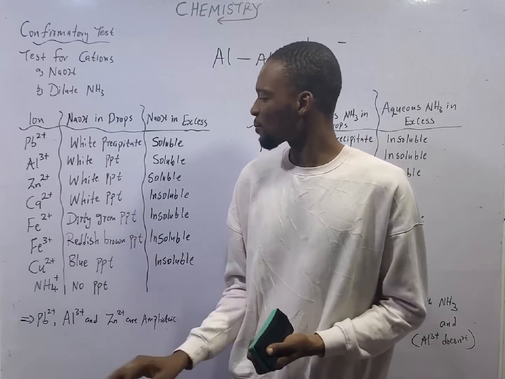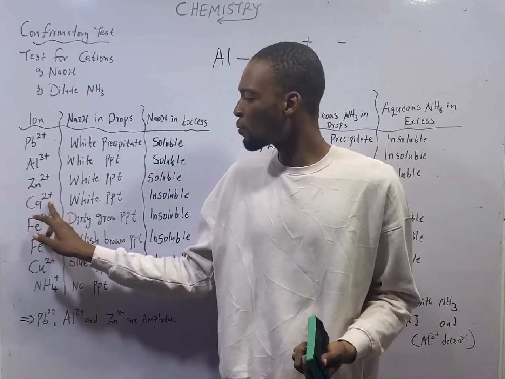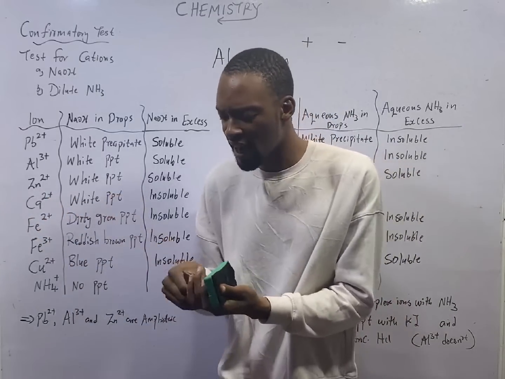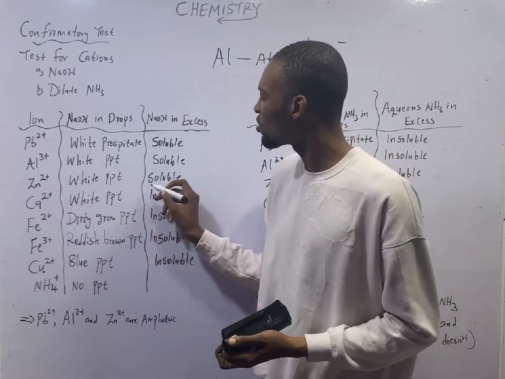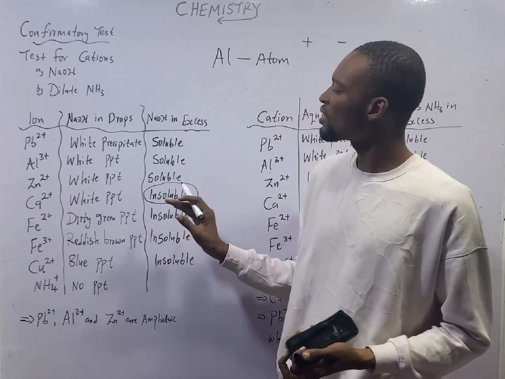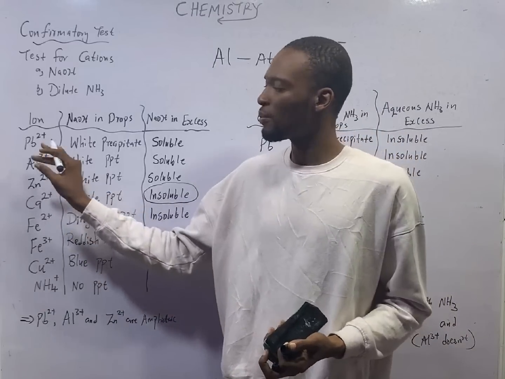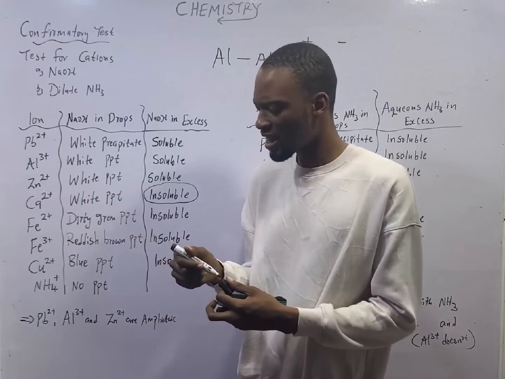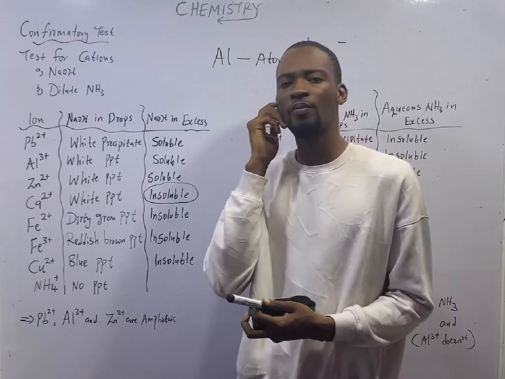Now, look at this. Calcium ion forms white precipitate. However, the precipitate of calcium ion is insoluble in excess sodium hydroxide. This is what distinguishes calcium ion from lead ion, aluminium ion, and zinc ion.